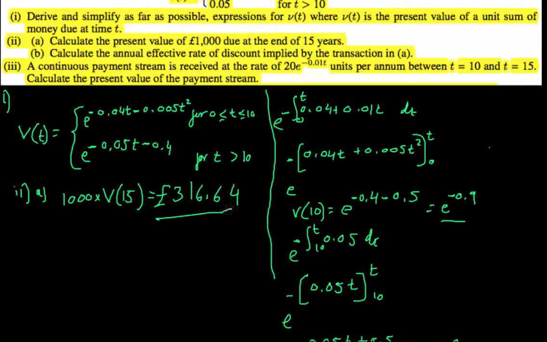316.64 pounds. So that's the answer to part double I A. Double I B says calculate the annual effective rate of discount implied by the transaction. So what rate can we use to get from 1,000 to this bit over here? That's an annual effective rate.